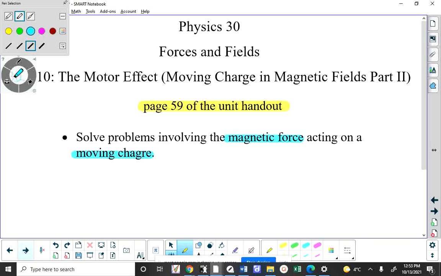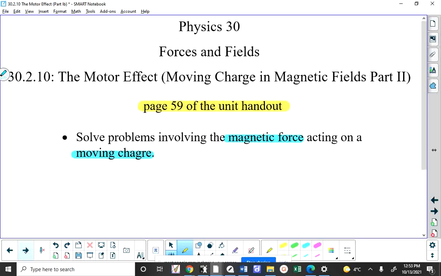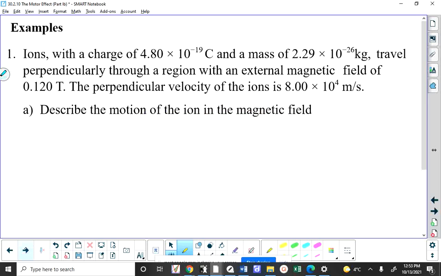So we're still using that formula, but our calculations will be used for a different reason than just finding the force. So the first example says we have ions, and the charge of the ion is given to you, and the mass of each ion is given to you.